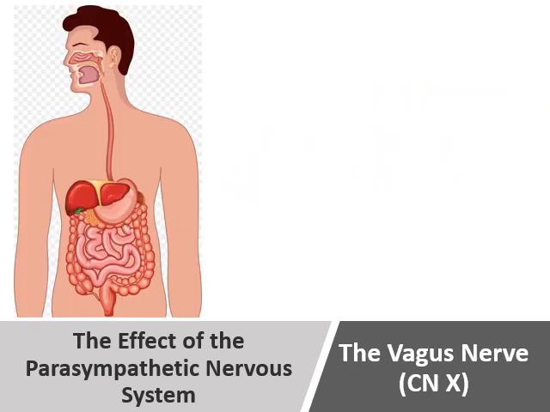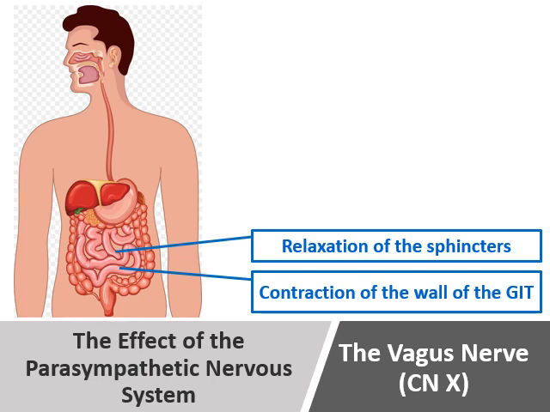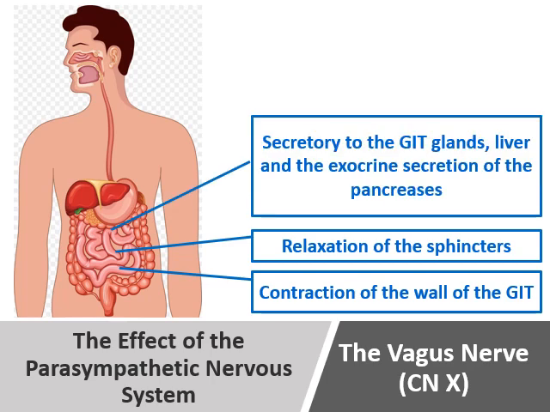Vagal stimulation to the abdominal viscera sends motor fibers to the plain muscles of the esophagus, stomach, small intestine, and the proximal part of the large intestine. This leads to contraction of the wall of the GIT. It sends inhibitory fibers to the sphincters, and this produces relaxation of the sphincters. It sends secretory fibers to the GIT glands, liver, and the pancreas. This leads to increase in the secretion of the GIT glands, liver, and the exocrine secretion of the pancreas.